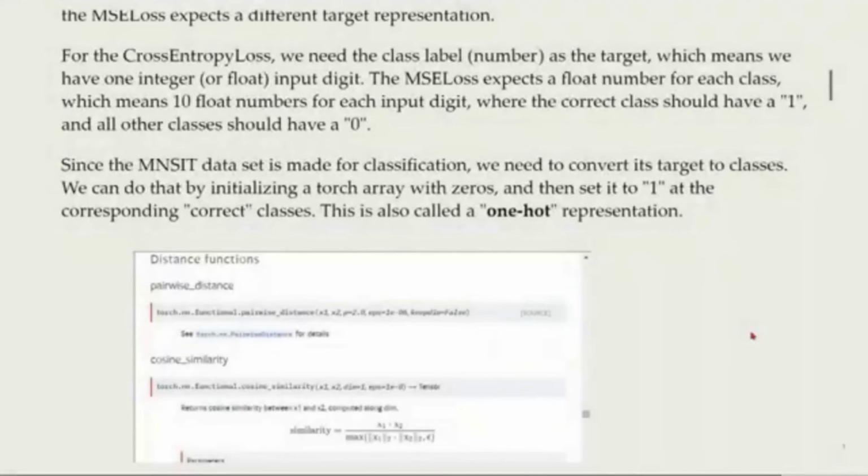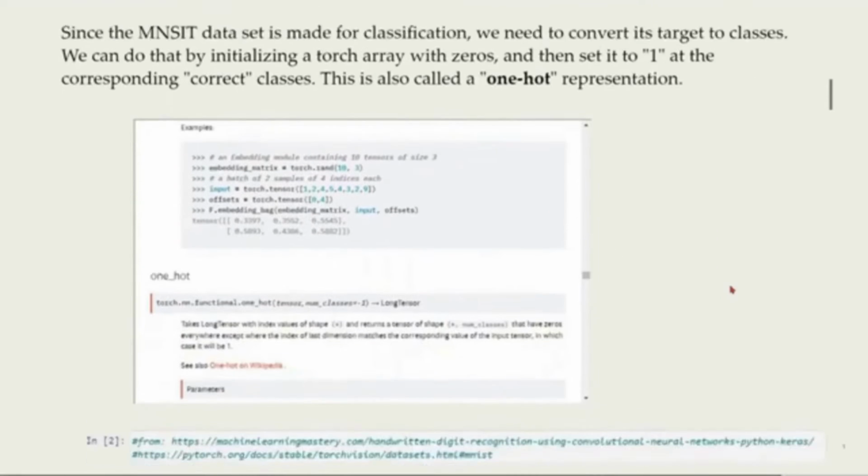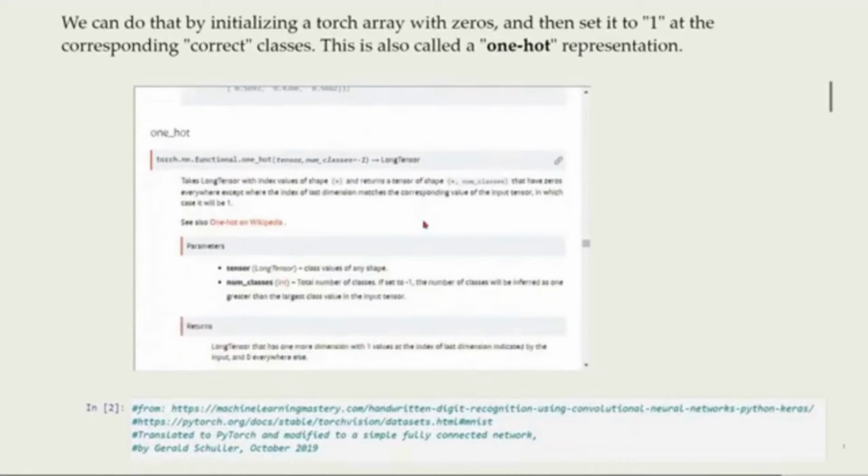We can do this by initializing a torch array with zeros and setting it to 1 at the corresponding correct class, and this is called a one-hot representation. PyTorch has a function, one_hot, that takes a long tensor with index values of shape star and returns a tensor of shape star and num_classes that has zeros everywhere except where the index of the last dimension matches the corresponding value of the input tensor. So it does exactly what we want to do.